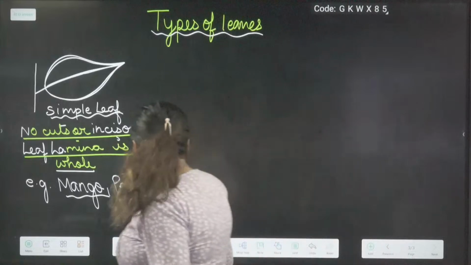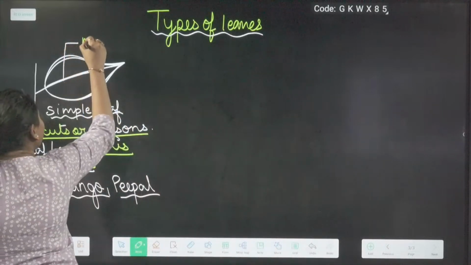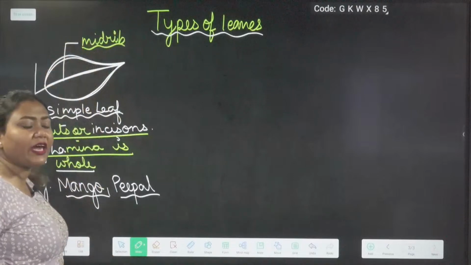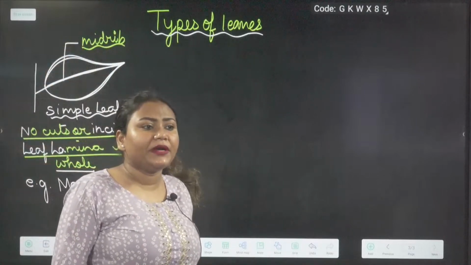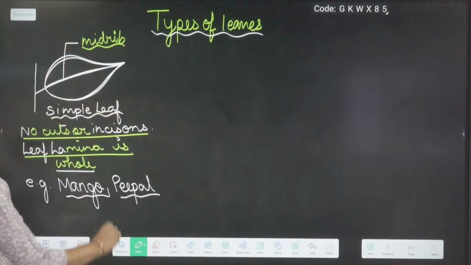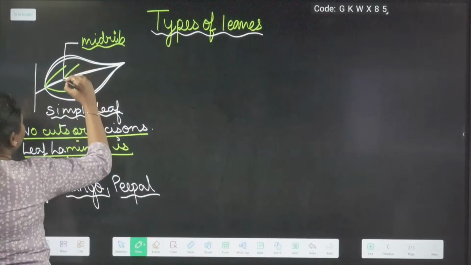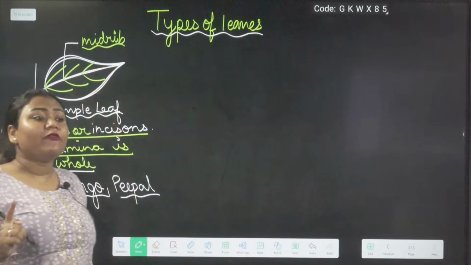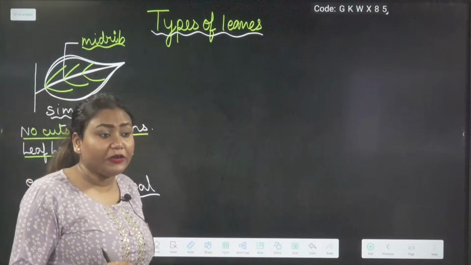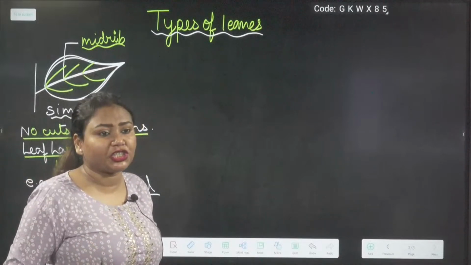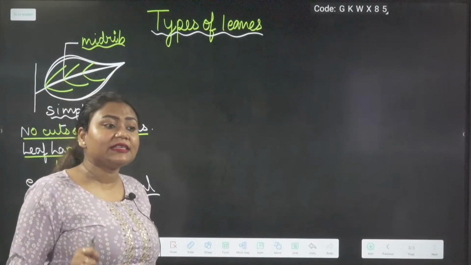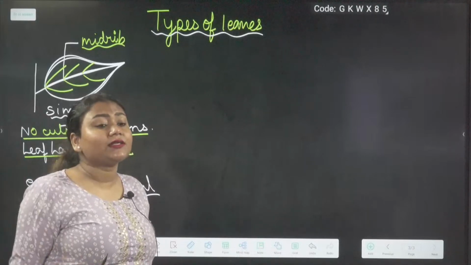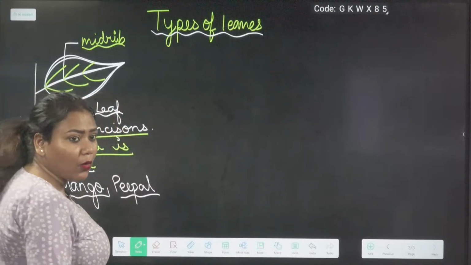All of you know that this is the principal vein. It is known as the midrib. In a simple leaf, this is the midrib. Veins and veinlets are there, but here we are talking about types of leaf. We are not talking about venation. Veins and veinlets are present in the leaf, that was in venation. Here we are studying types of leaf.